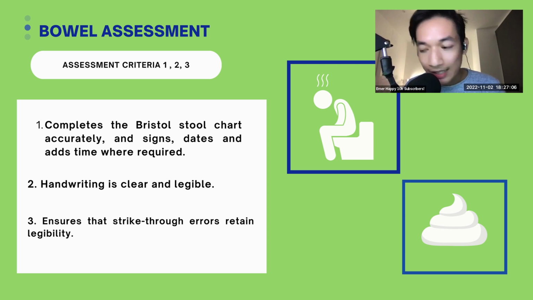Okay? So number two, handwriting is clear and legible. That is easy to understand. We don't want to fail because the assessor cannot read your handwriting. Number three, of course, you have to ensure that the strike-through errors retain legibility. Again, if you committed a mistake, how do you rectify it? Of course, put a strike-through, and maintain legibility.